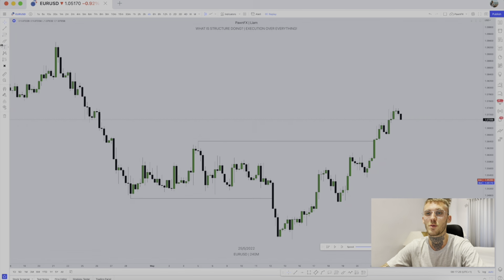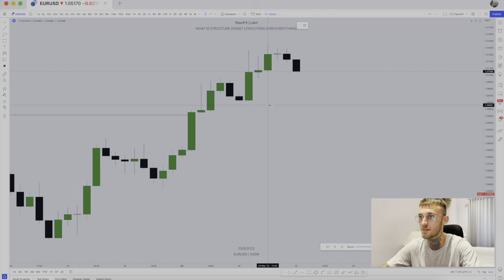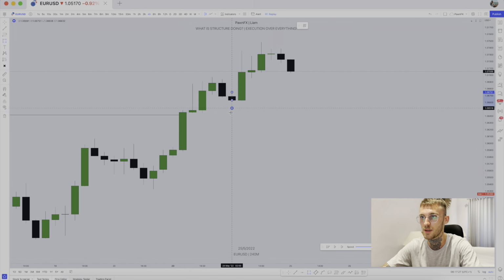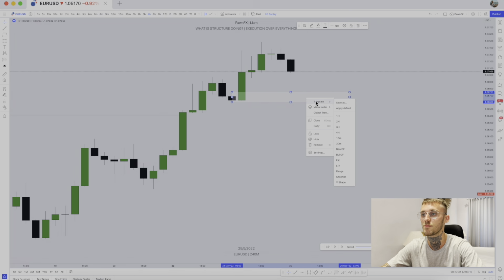You see this little pullback here, and then you see this push to the upside. And the first thing that you really want to be doing is finding your POIs, right? So you go in here and you say, okay, well, this is my POI, okay? So you mark that out. This is going to then be your area of interest. As everyone tells you, this is a 4-hour POI, this is a higher time frame POI, so this must be a strong order block.